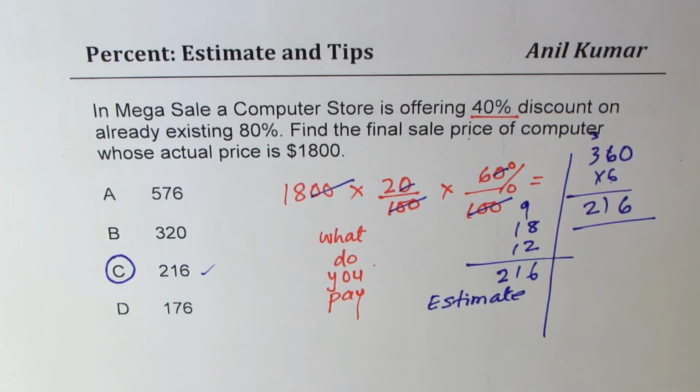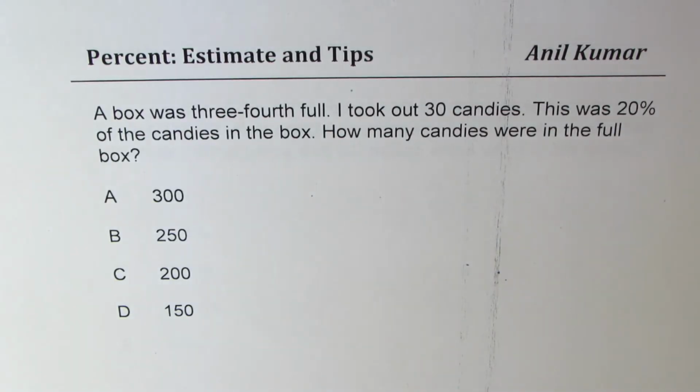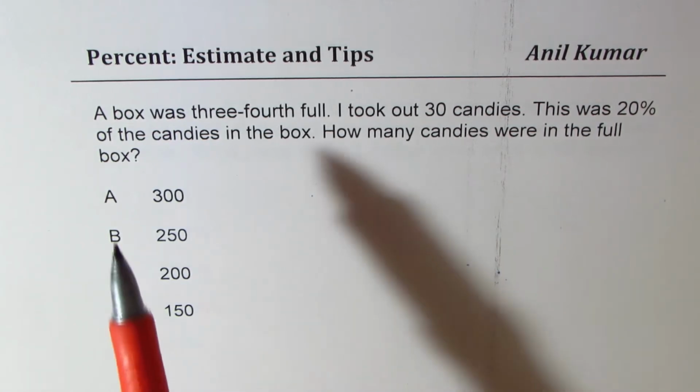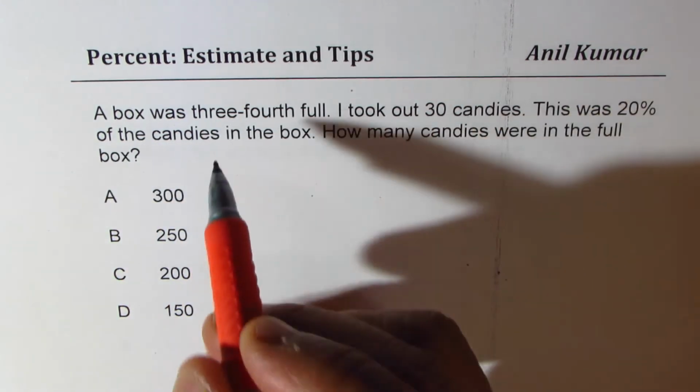Okay, let's move on and see how to do the next question. Now this one is slightly trickier than the previous ones. So we'll combine percentages. A box was 3/4 full.